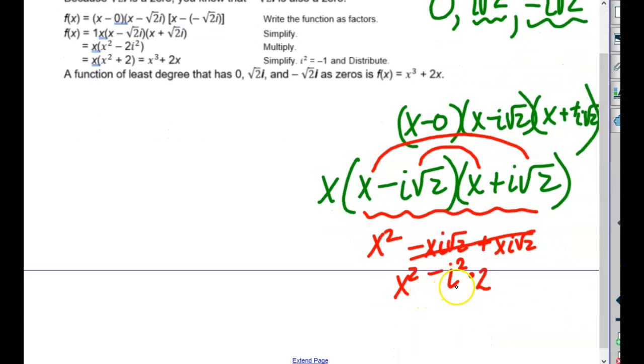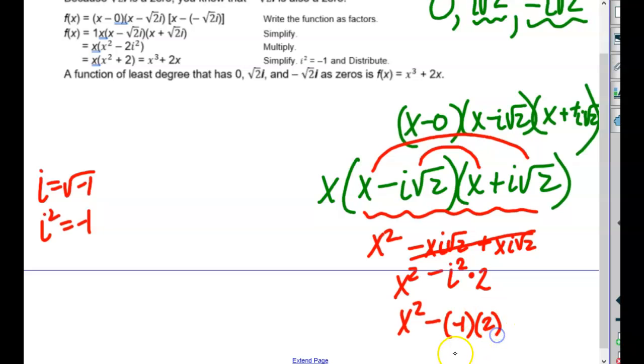Well, what is an i squared? Remember, i was the square root of -1. i squared was just -1. So this is x squared minus -1 times 2. What would that become? A plus 2? Everybody okay? So we get x squared plus 2.